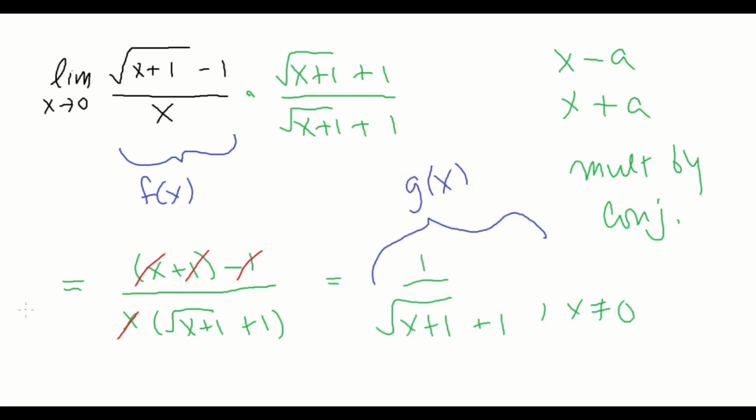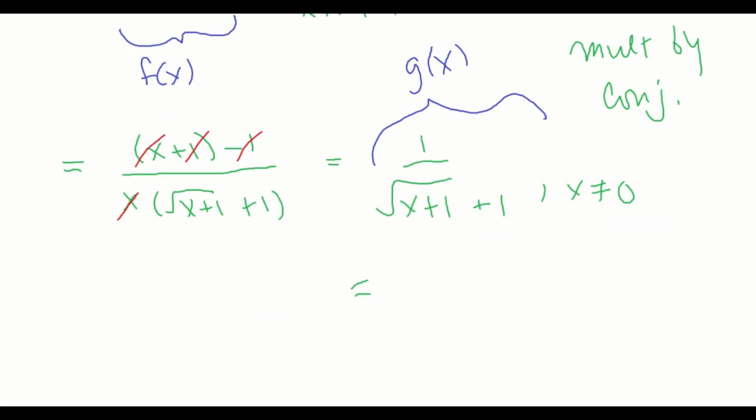And because these two functions agree at all but one point, which is at x equals 0, we can say the limit of g of x as x approaches 0 is the same as the limit of f of x as x approaches 0. And if it wasn't clear enough, the reason we did this is because now we can use direct substitution in the g. So let's do that now. 1 over the square root of 0 plus 1 plus 1. That's going to give you 1 over 2.